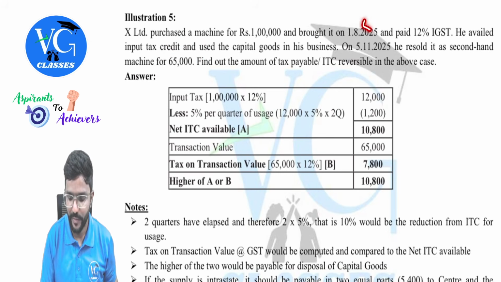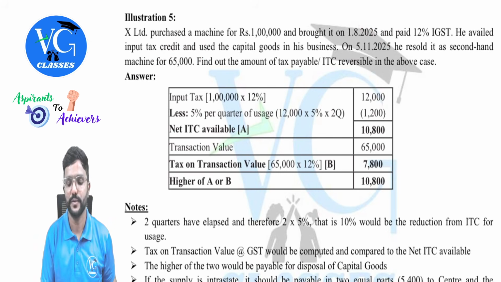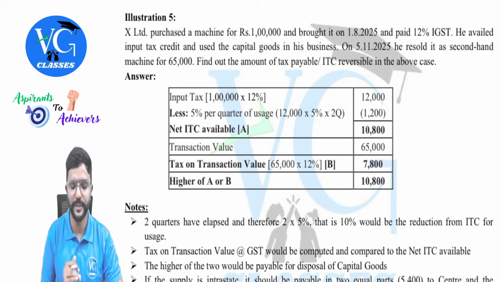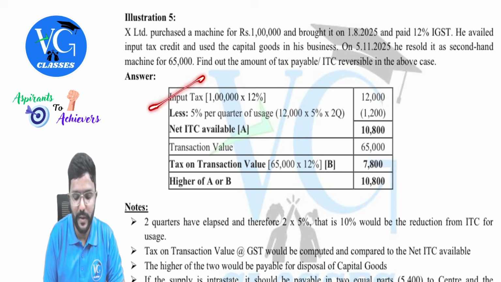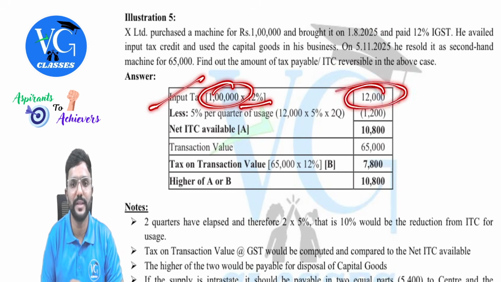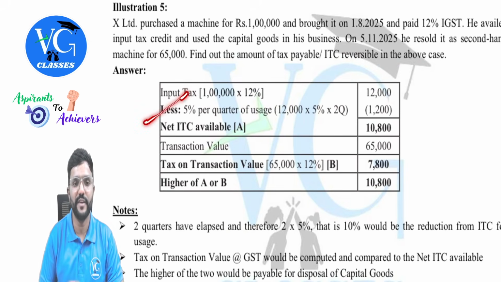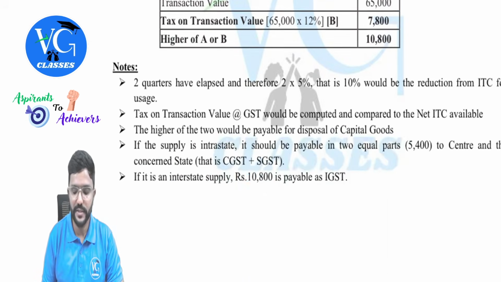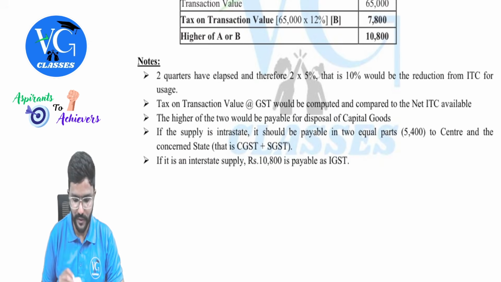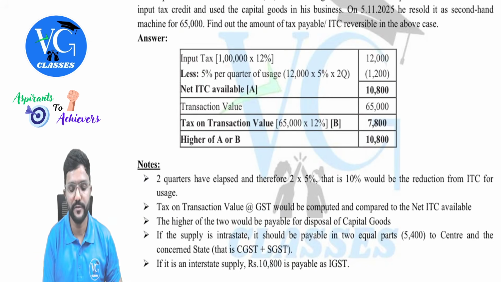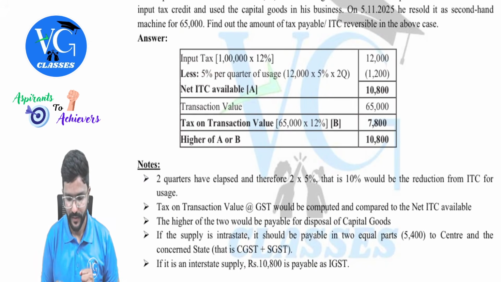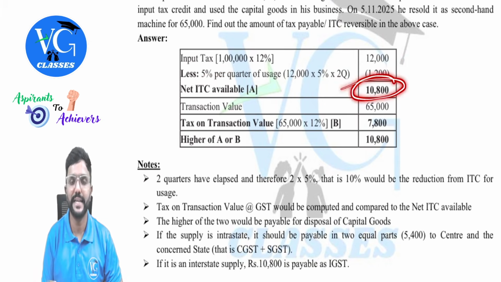So we need to see how many quarters it is used before sale, guys. So in between this, how many quarters are there? 2 quarters. Even part of the quarter you have to take fully. So what is the credit already claimed? 1 lakh into 12%, which comes to 12,000. Then for each quarter which is used, we need to reduce 5%. It is used before sale for 2 quarters. So for each quarter you reduce 5%, so totally 10%. So 10% of 12,000 comes to 1,200. Reduce it. You will get 10,800.